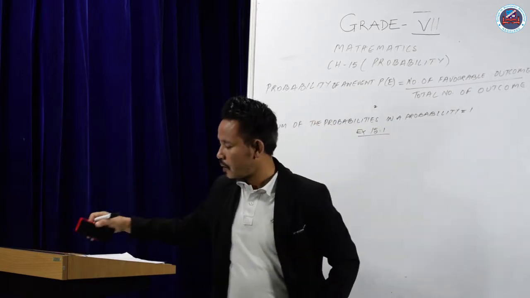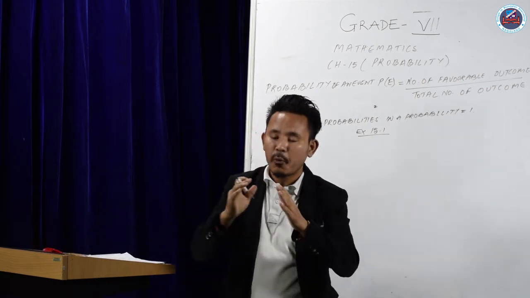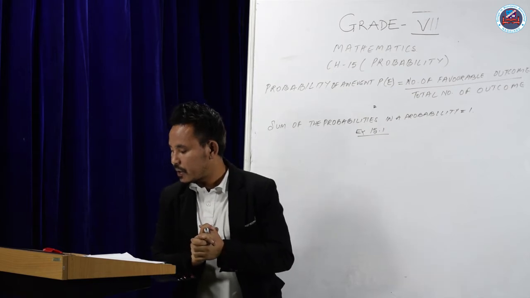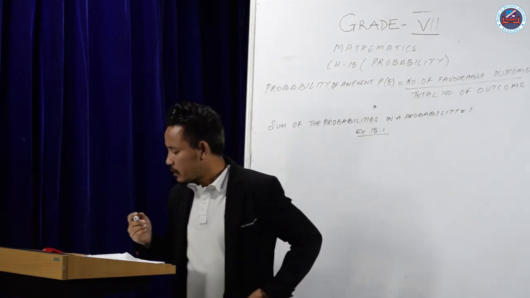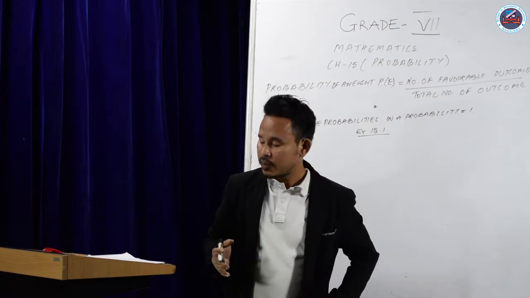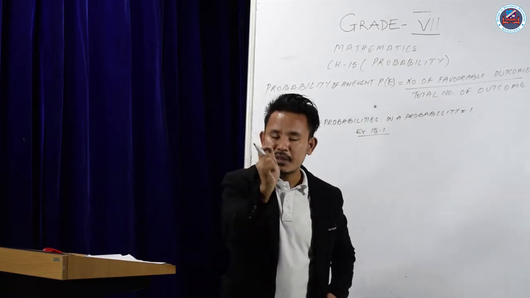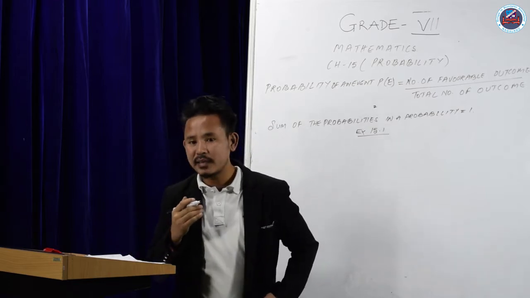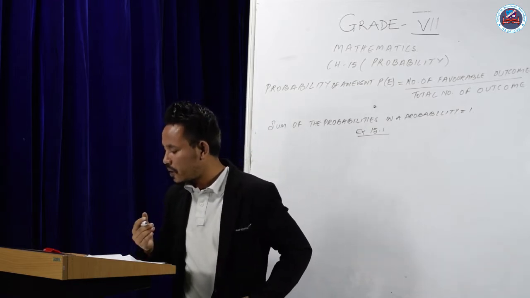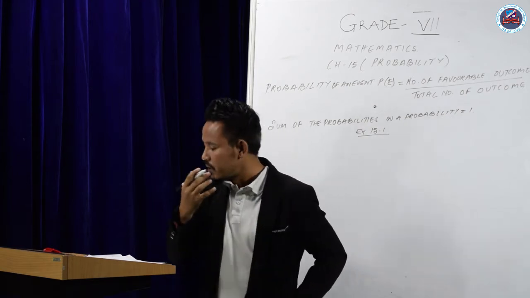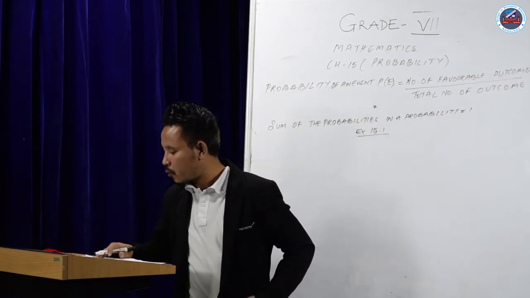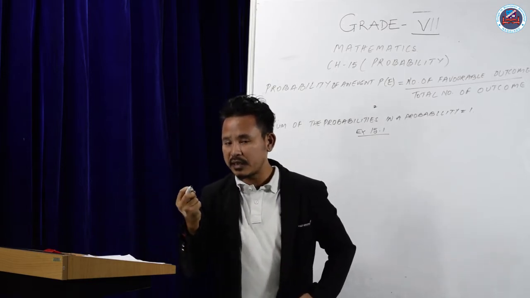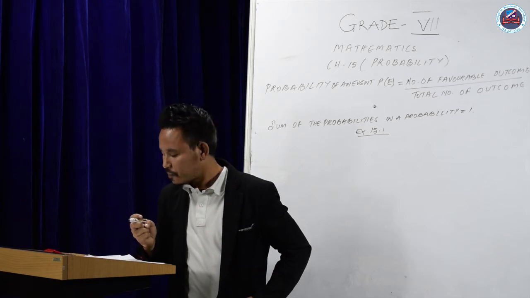The first question says the probability that it will be warmer today than it was yesterday is 0.1. The probability that it will be colder today than it was yesterday is 0.7. So we are asked, what is the probability that it will not be colder today than it was yesterday? When we look back at the second part of the question, it says the probability that it will be colder today than it was yesterday is 0.7.